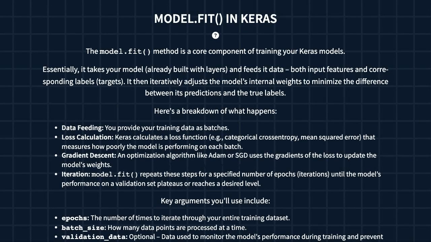Okay, let's talk about model.fit. Think of it as the engine that trains your Keras model. It takes your already built neural network and feeds it data, both the inputs, what you're showing it, and the labels, what you want it to predict. Then, using an optimization algorithm like Adam or SGD, it tweaks the model's internal settings until it gets really good at making accurate predictions. You control how many times this process happens with something called epochs, and how much data is processed each time with batch size. It's a fundamental step in turning your model into something useful.